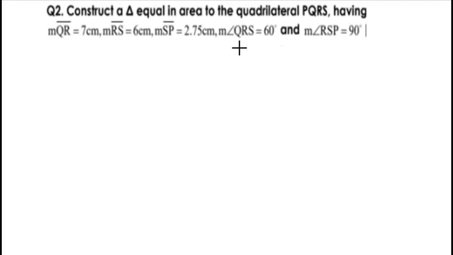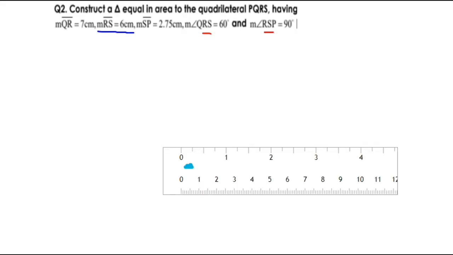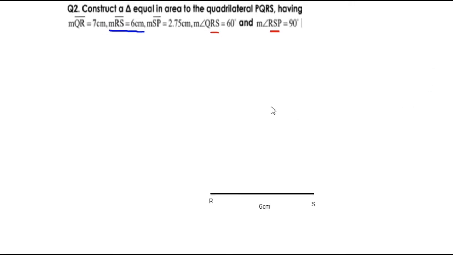When we have angles, we have to take first the side on which both angles can be drawn. So we are going to take side RS first, so that we can draw both angle R and angle S on it. Let's draw it. Now draw RS equal to 6 centimeters. We start here and end here, so this is 6 centimeters. Here RS equal to 6 centimeters we have drawn.